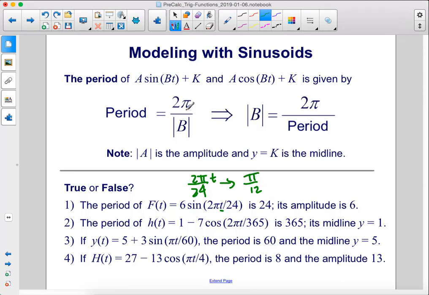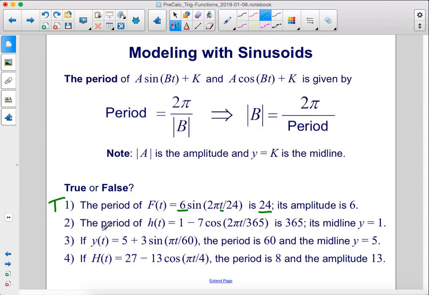But what we're going to do now is take 2 pi and divide it by b. So 2 pi divided by pi over 12. We could also write that as 2 pi times, and then flip the fraction, 12 over pi. So the pi's cancel, 2 times 12 is 24, and the amplitude is A, which is the number multiplied outside of the sine function, and that is 6. So this one is true.